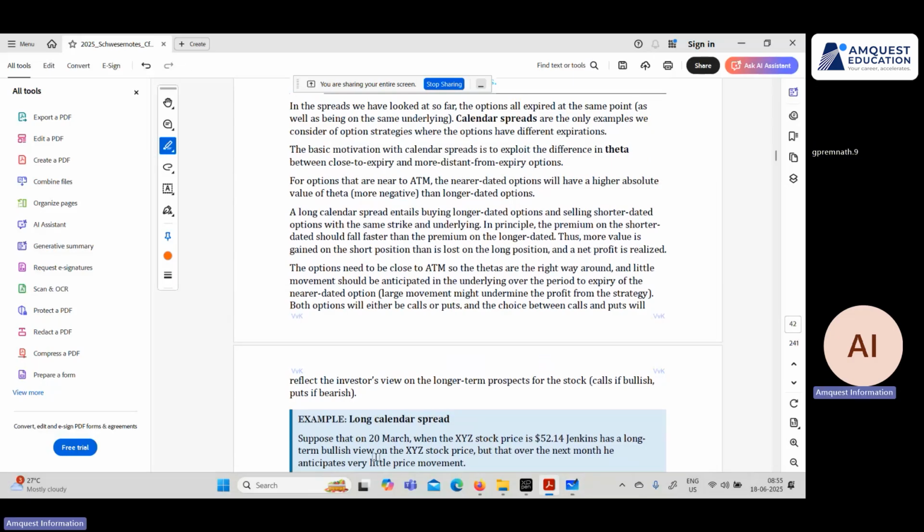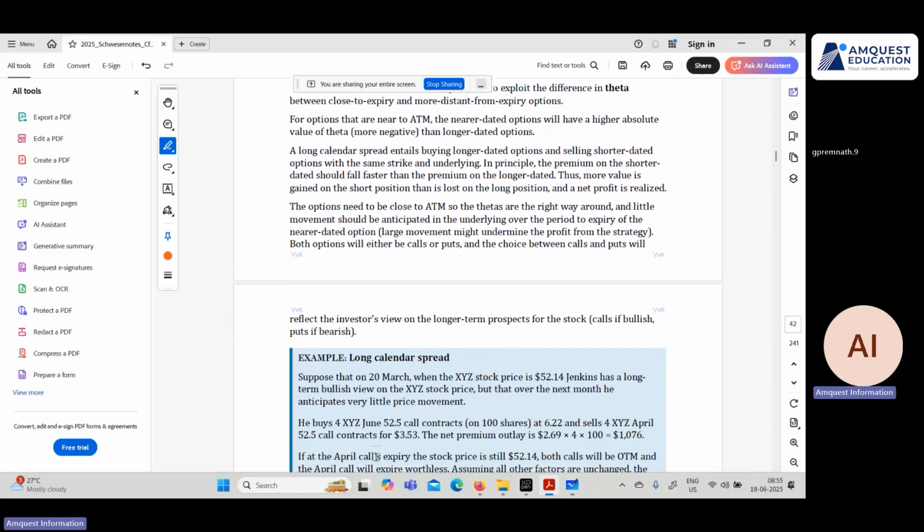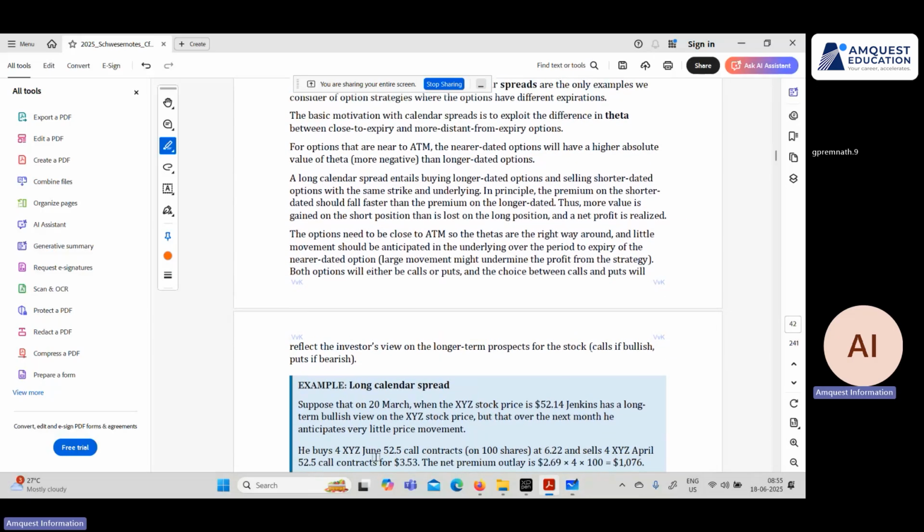Totally right. So what he does is he buys 4 XYZ June 52.5. Can you see that it is very close to the stock price? Yes. So he buys, and then he sells 4 at 52.5 for 3.53. Now, what did he do? He sells a call and buys a call. Same price. He buys the call.